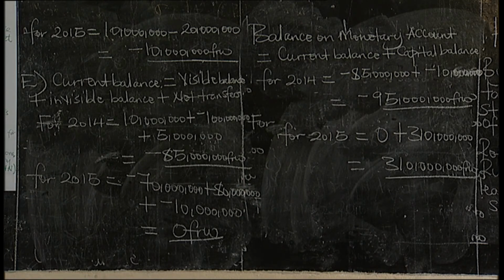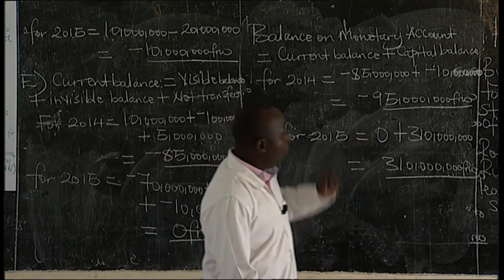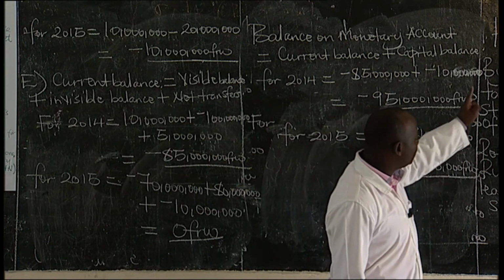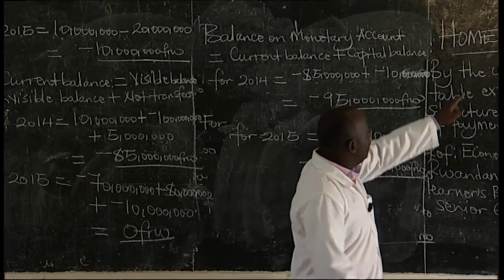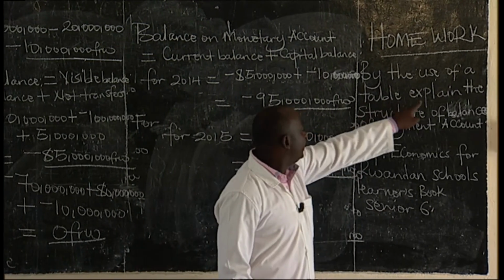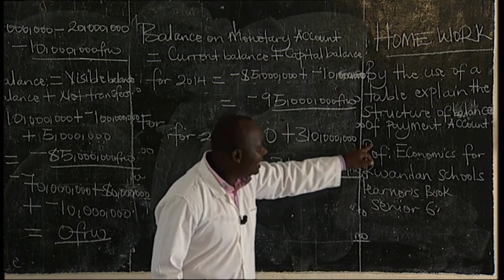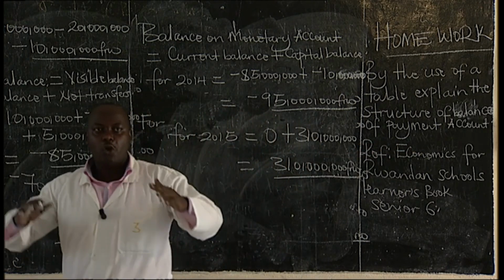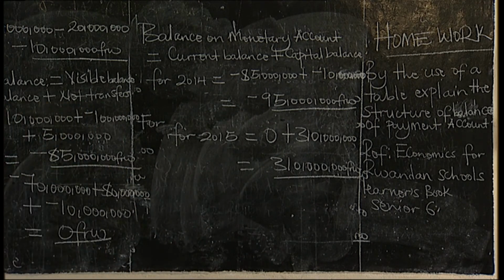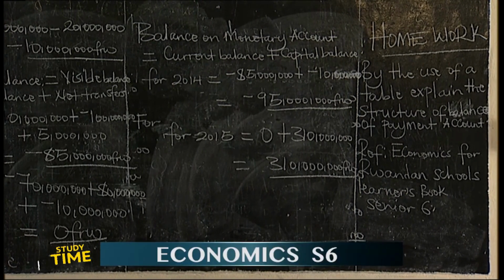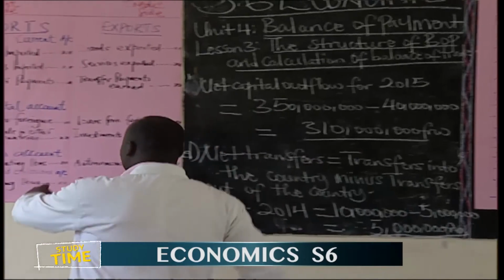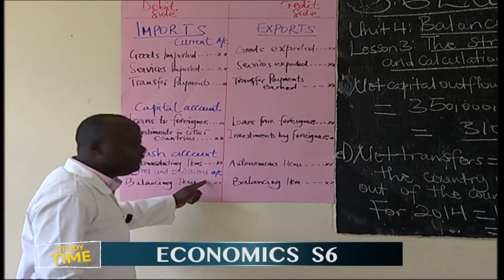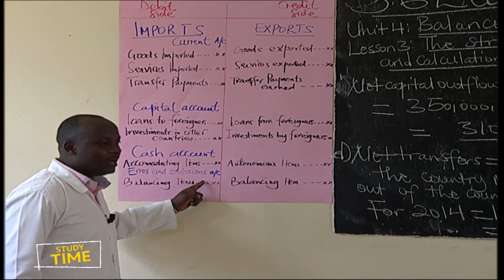Now, learners, I want to leave you with homework. You will just do one question. By the use of a table, explain the structure of a balance of payment account. I expect you to draw a table and try to include those accounts. Current account, what do we record on the current account? What do we record on the capital account? What is recorded on the cash account? And even on the errors and omissions account.